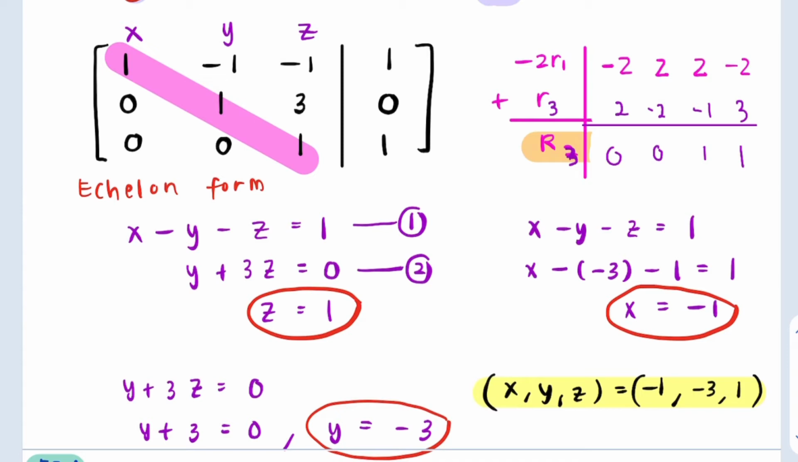And finally, let's back substitute again to row 1. This is x minus y minus z equal to 1. So let us substitute. Our y is negative 3. Our z is equal to 1. And then let's solve. X is equal to negative 1. So finally, let's write our answer. Our answer is x, y, z is equal to negative 1, negative 3, 1.